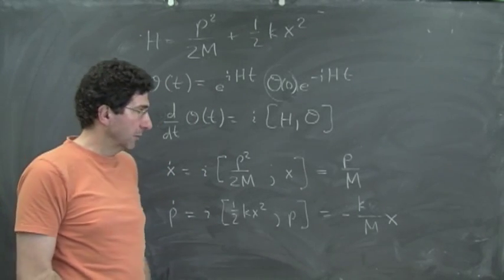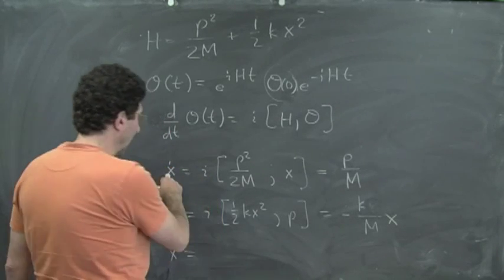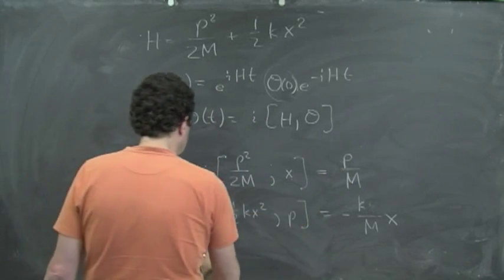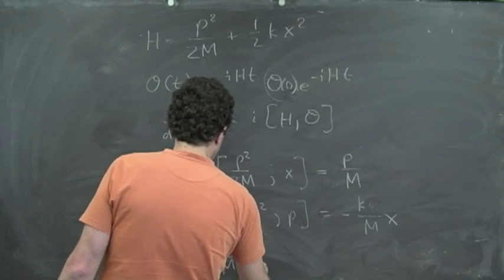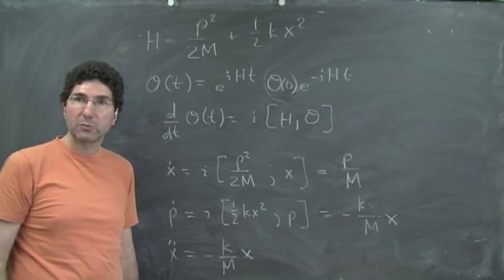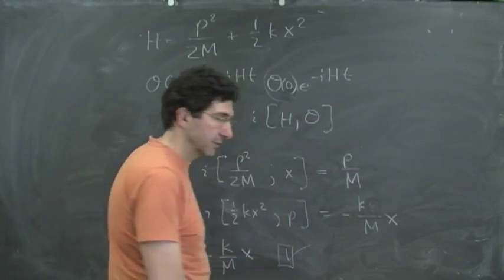We get these equations of motion, but now we can put these together. We can calculate x double dot by differentiating this. I get a p dot here, but p dot is given by this, and finally we get x double dot is minus k over m times x, which is as we expect. That is the equation of motion for x.